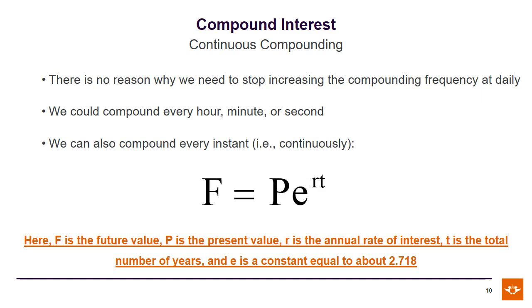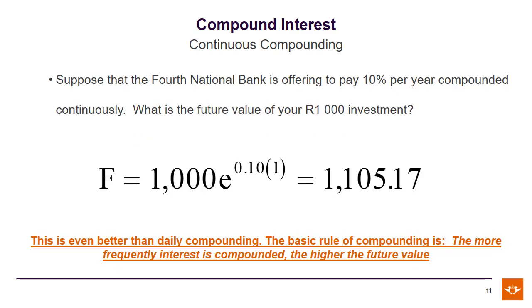Using an example, if we look at the Fourth National Bank, which is also paying 10% per year, but its compounding period is continuous, then if we have an investment of 1,000 Rand, its future value turns out to be 1,105 Rand and 17 cents.